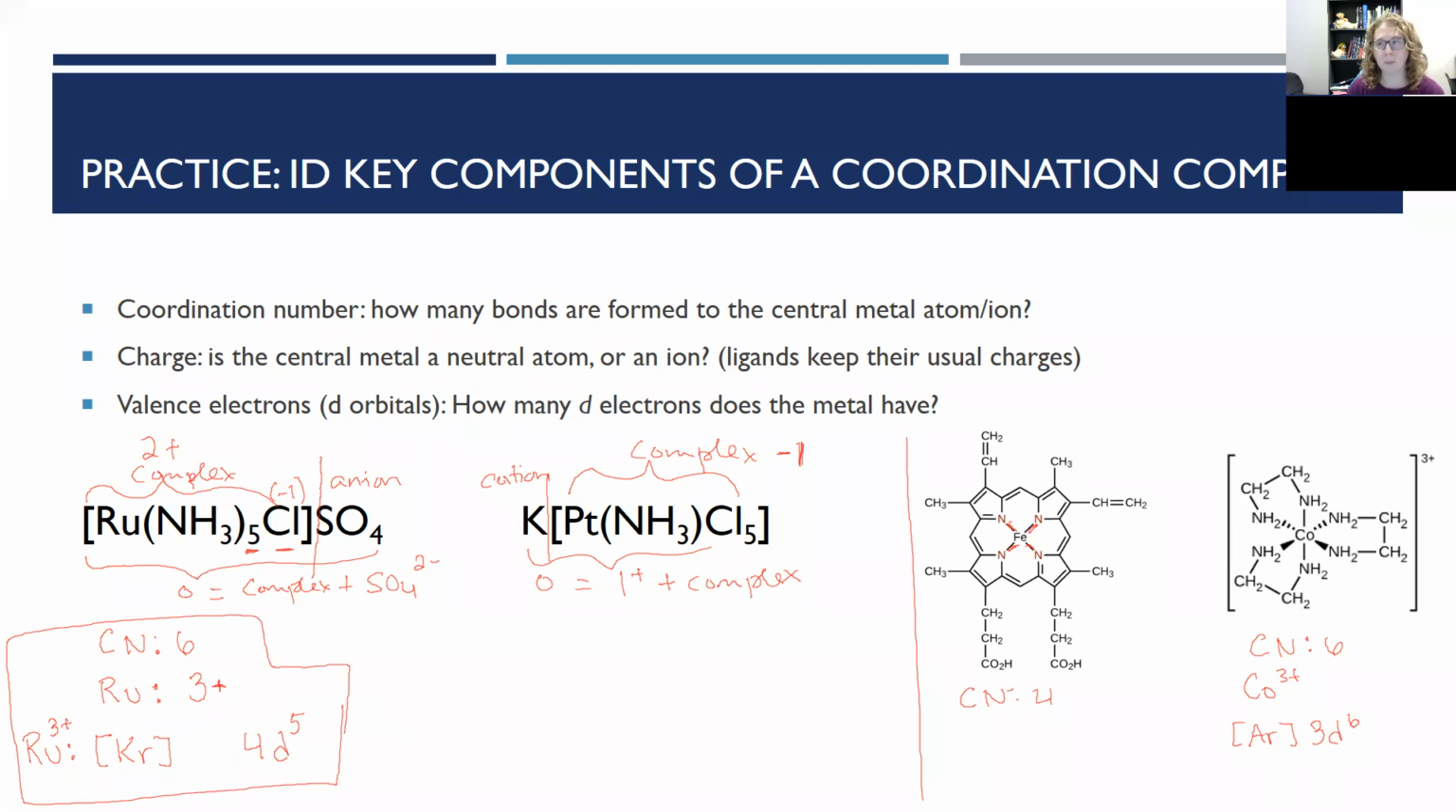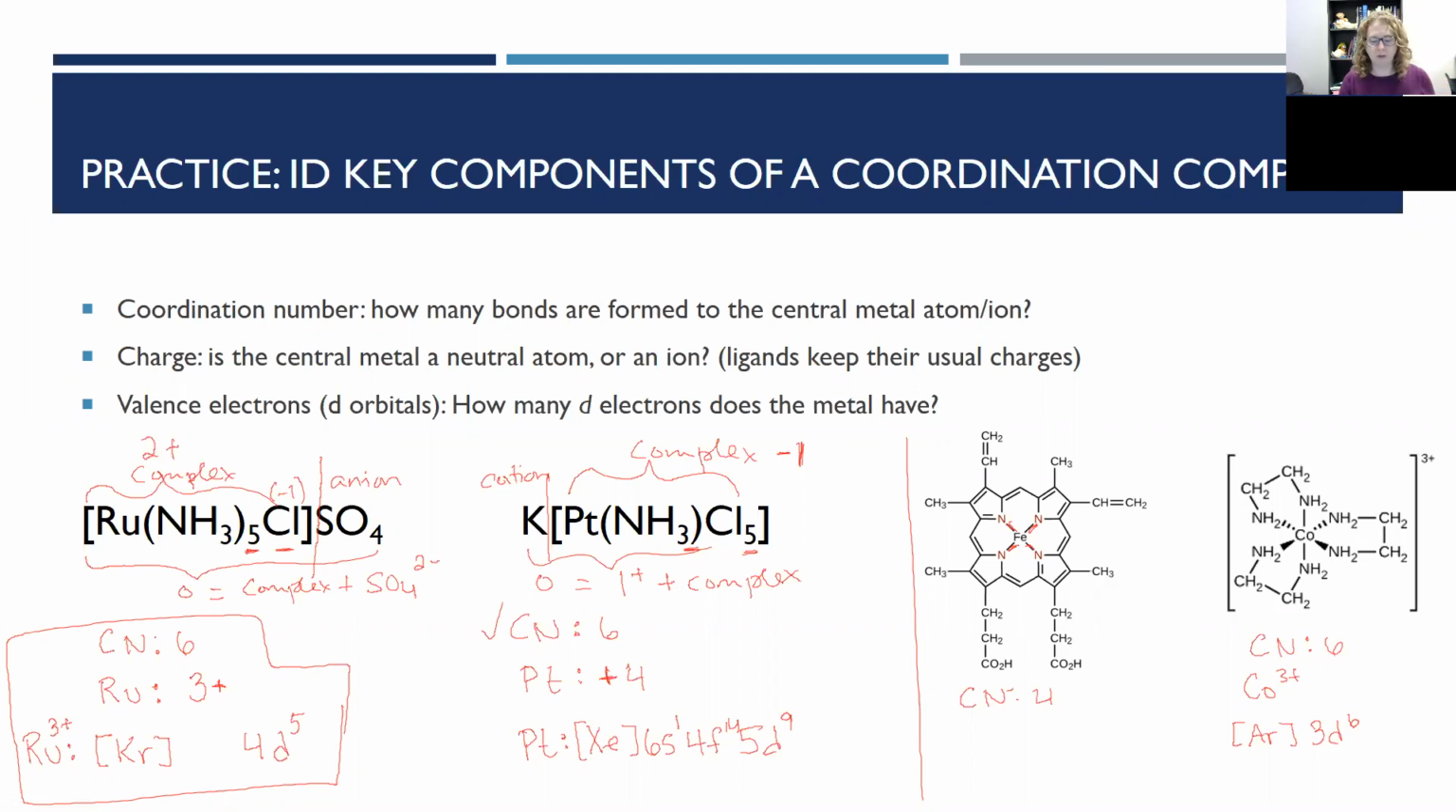Pause and try our platinum complex. All right, just as before, this platinum has a coordination number of 6. It's bound to 1 ammonia and 5 chlorines. In order for all of the charges to balance out, this platinum has to be a +4.